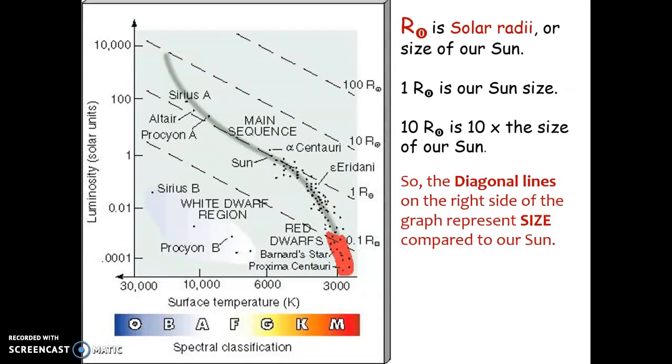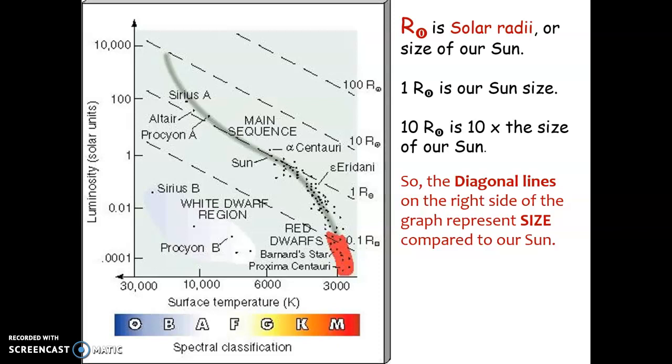I forgot to tell you about the third axis. So there's the x-axis, which is the temperature from 30,000 down to 3,000. It goes from hot to cool. So I'm going to do the OBAFGKM spectral classification. The y-axis is your luminosity, or the brightness in solar units, sun units. And the third axis I forgot to tell you about is the size axis. It's the R subscript circle dot, solar radii. That is the size of our sun, the radius of our sun.